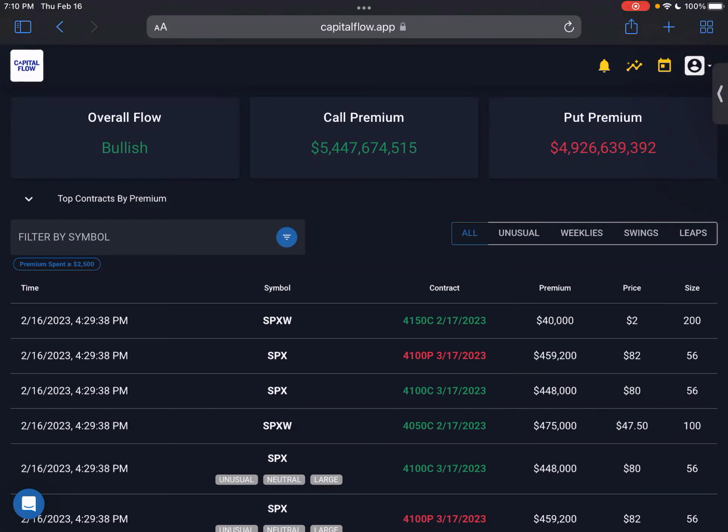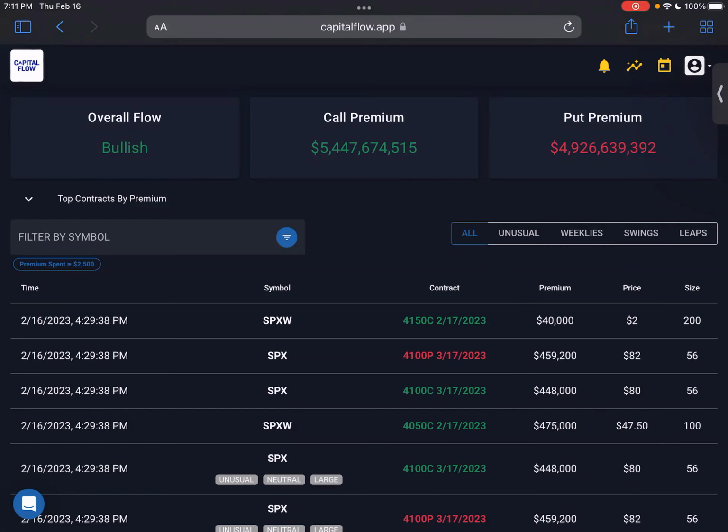And that's always the first thing that I look at, because for me, I'm always trading right at open, right at 9:30, right? So that's going to give me a sense of direction that I want to play for the day, or for at least that morning session. So the overall flow is definitely really useful.